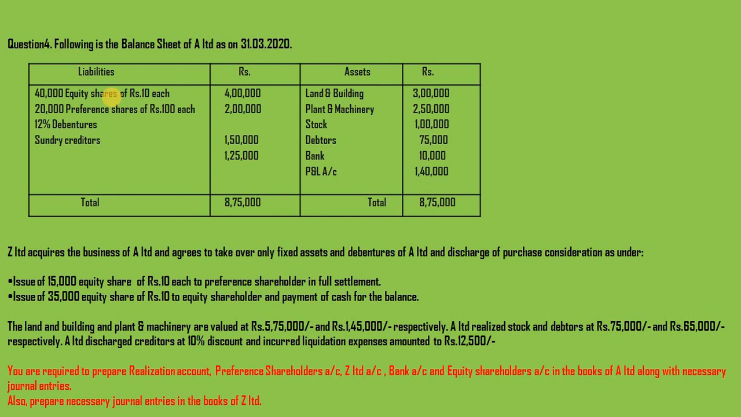Passing journal entries and various ledger accounts as given in the question, like realization account, preference shareholders account, transferee company Star Limited, bank account, and equity shareholders account. Okay, all are requested to close ledger accounts systematically. Okay, first open the realization account, preference shareholders account, then transferee, thereafter the bank account, and finally equity shareholders. Okay, in this way you open and close various ledger accounts, and then it will be easier for you.